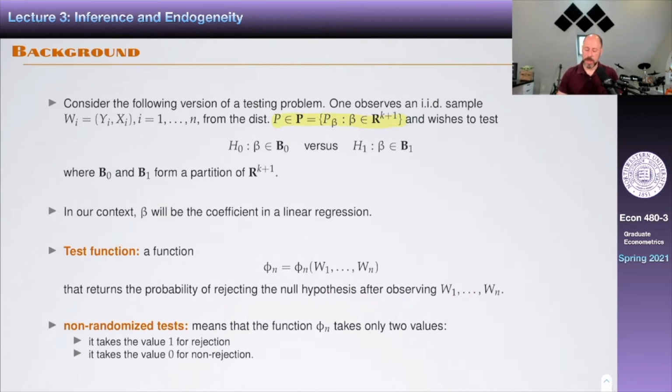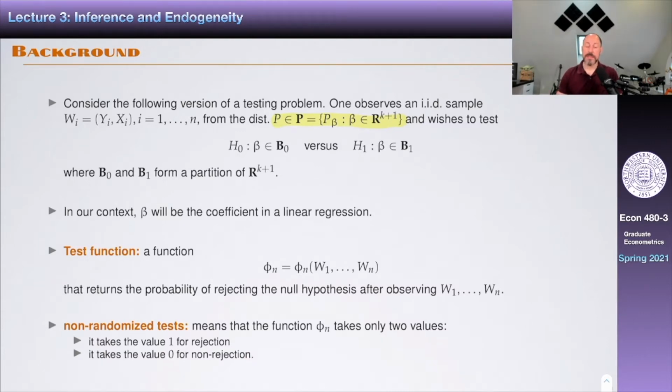Sometimes I noticed in the past that when I write this statement, some students get confused. The reason is probably because in practice, or at least up until now, most of you have only focused on the so-called non-randomized tests. Non-randomized tests mean that the function phi over here takes only two values. It takes the value 1 for rejection. It takes the value 0 for non-rejection. So the probability is degenerate, it is 1 or 0.